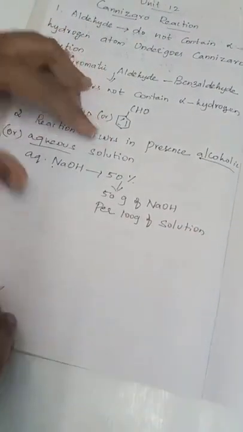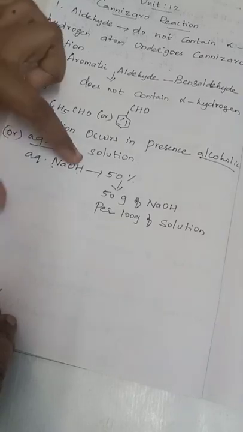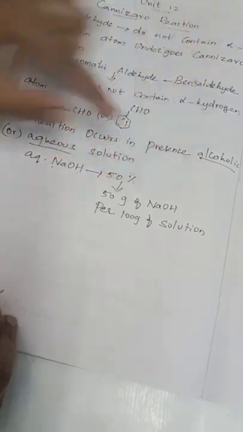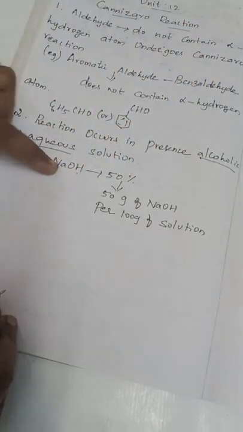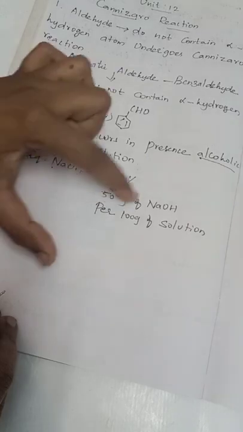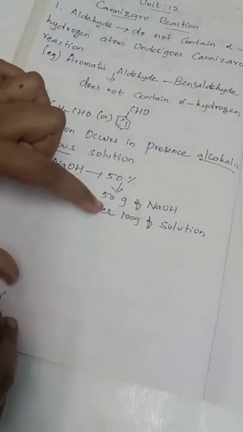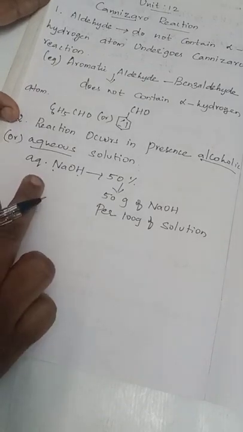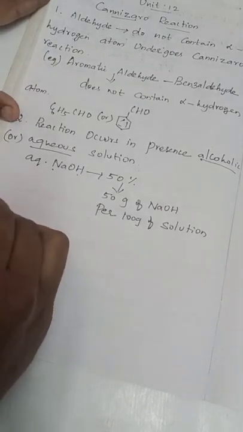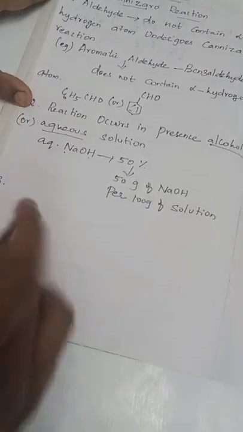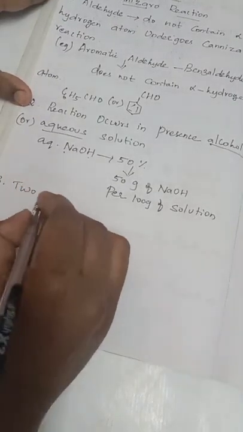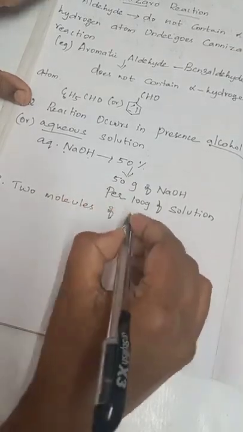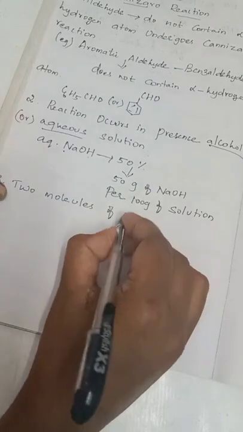Only in the presence of sodium hydroxide will the reaction occur, so we are choosing 50% sodium hydroxide, which is 50 grams of sodium hydroxide per 100 grams of solution. This is the second condition. Then the third condition: we are using 2 moles of aldehyde. Here we are choosing benzaldehyde as an example.